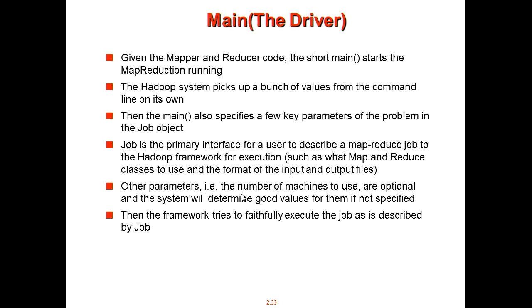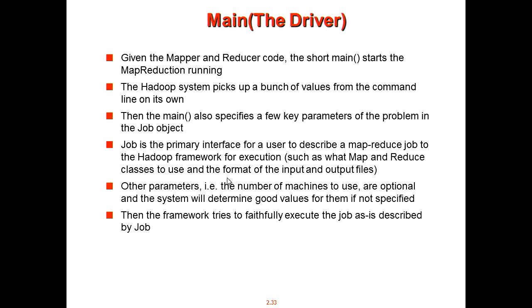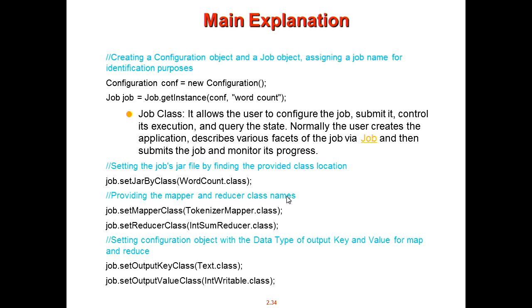And here are the other parameters. In this example, we do not specify the number of reducers, right? So by default, there's only one reducer used in a MapReduce job. If you want to use more than one reducer, you need to set the number of reducers, for example 2, 3 or 4. According to your configuration, MapReduce will generate the corresponding number of reducers to do the reduce job. So that's the main function explanation.